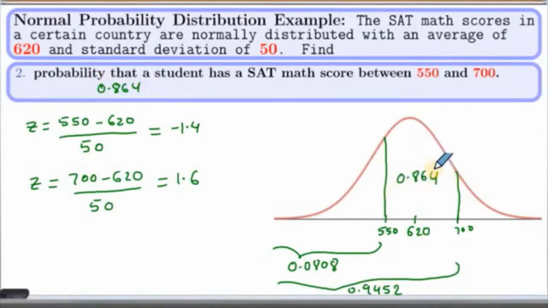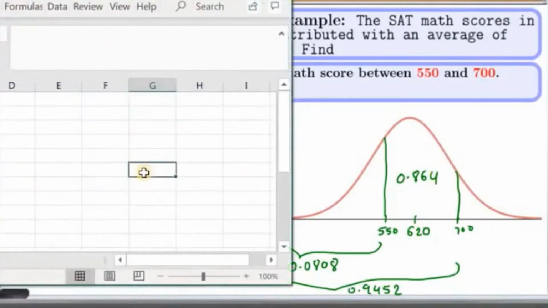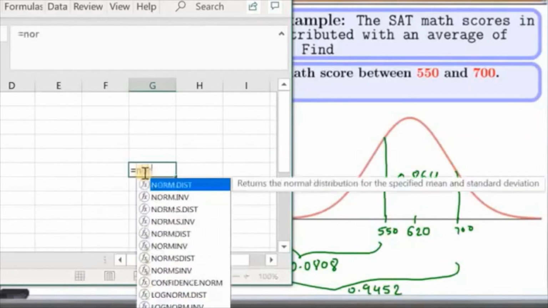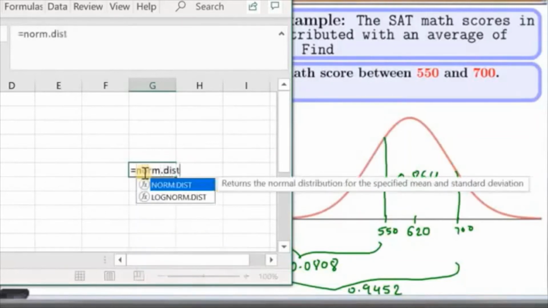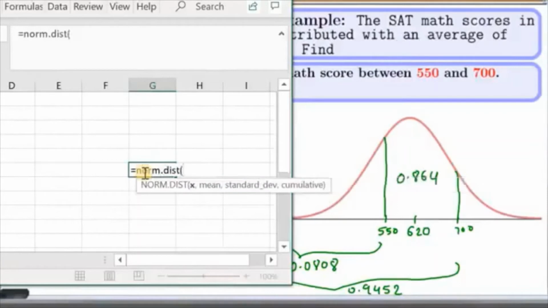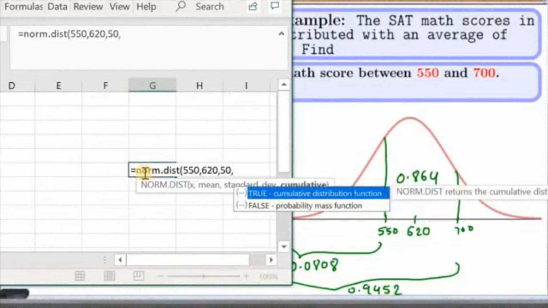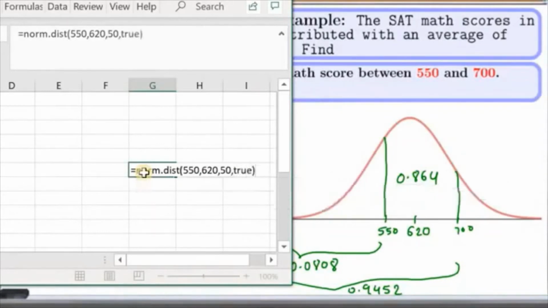Now, let me show you how to do this in Excel. Let me pull up my Excel here on the screen. First, let's find the area to the left of 550. For that, we need to type in equals, then norm.dist, then put your parentheses. Our x here is 550. Our mean is 620, and standard deviation is 50. Then type in comma. Since we are looking at the cumulative probability up to 550, we will type true. Then close your parentheses, then hit enter.